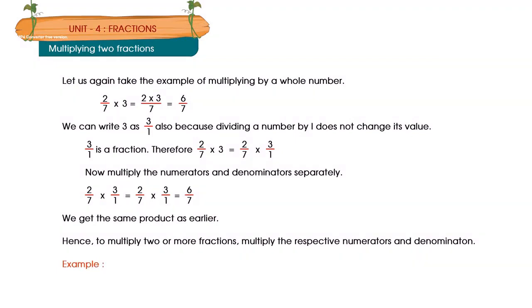Example: 5/6 × 3/10 = (5 × 3)/(6 × 10) = 15/60 = 1/4, dividing 15 and 60 by their HCF 15.